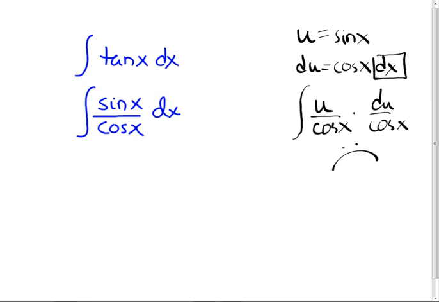It didn't get me anywhere. It's not like it's wrong, it just didn't get me anywhere. So let's try u equal to the cosine of x. Then what's du? Negative sine of x dx.